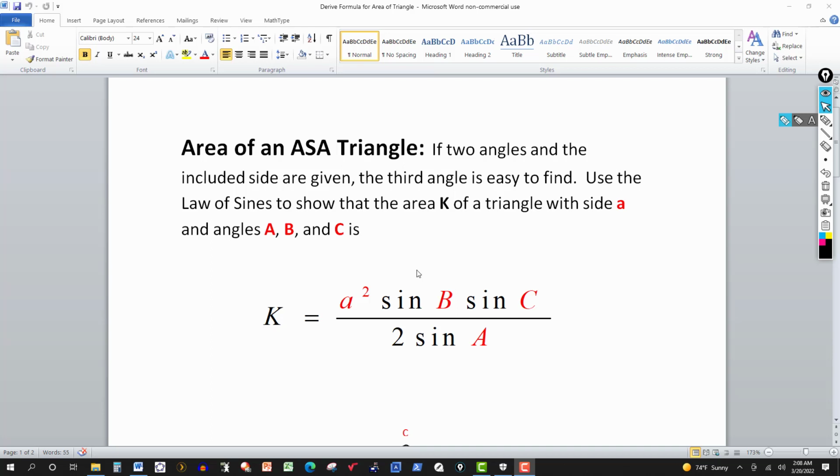And then in an earlier video, we looked at the fact that if you have two sides of a triangle and the included angle, you can find the area. So two sides and the included angle, you can find the area. So we're going to use the law of sines along with that formula to derive another formula. And that's what you do in mathematics.